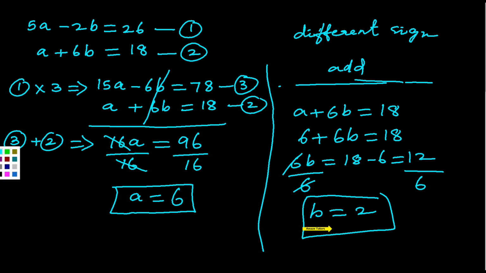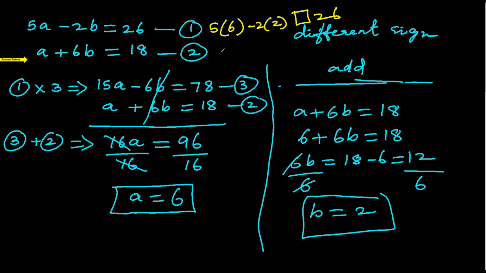I'll quickly show you the checking part as well, how to do the checking. So as I already mentioned, substitute the a value, b value in both the equations and see whether it is true. Now 5 times a value 6 minus 2 times 2. This should be equal to 26. Let's see. Till it is proved, you can keep a box. Now 5 6s are 30 minus 2 2s are 4. Box 26. Now what is 30 minus 4? 26. So 26 is equal to 26. Our solution is true for the first equation.